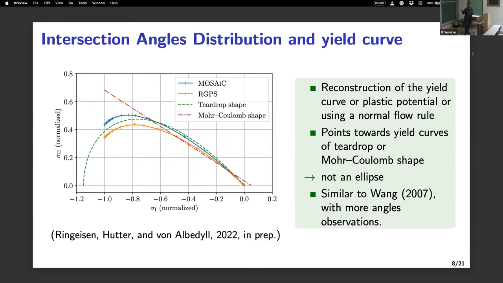It's actually a bit similar to a paper that was published in 2007. Here we have many more angles because we use this automatic LKF extraction, and we also use the vorticity to be able to extract the principal axes of stress. So we get this yield curve, and I'm going to investigate this for the model after.